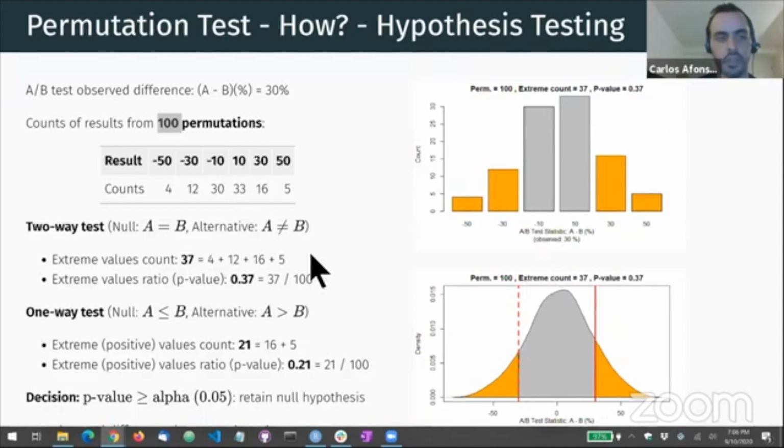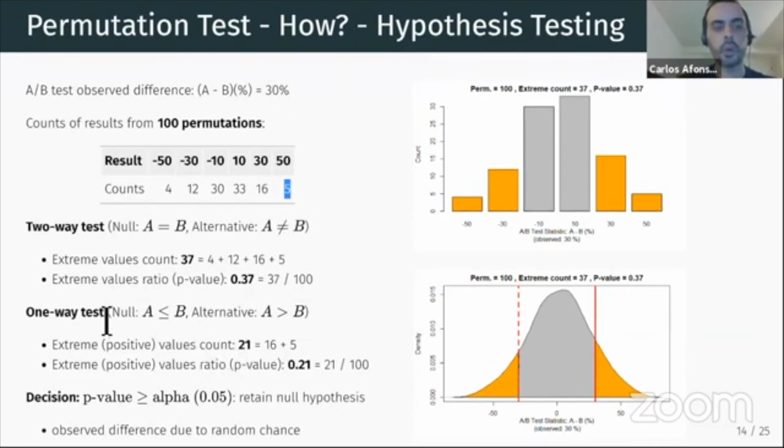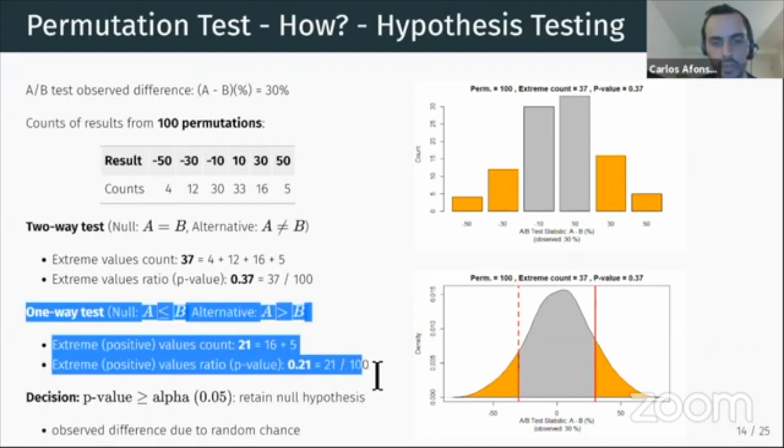Okay? That's the two-way hypothesis test. The one-way, we're just looking at one side. In this case, we are just looking at the positive side. How many of the positive values that we got are as extreme or more extreme than the 30%? In this case, just the 16, that is as extreme as 30, and the 5. Okay, so the number of extreme values for the one-way hypothesis test is just 21 because it's the 16 plus 5. And the p-value becomes 21 divided by 100, and that's 0.21. Okay? So for the one-way hypothesis test, the p-value would be 0.21.